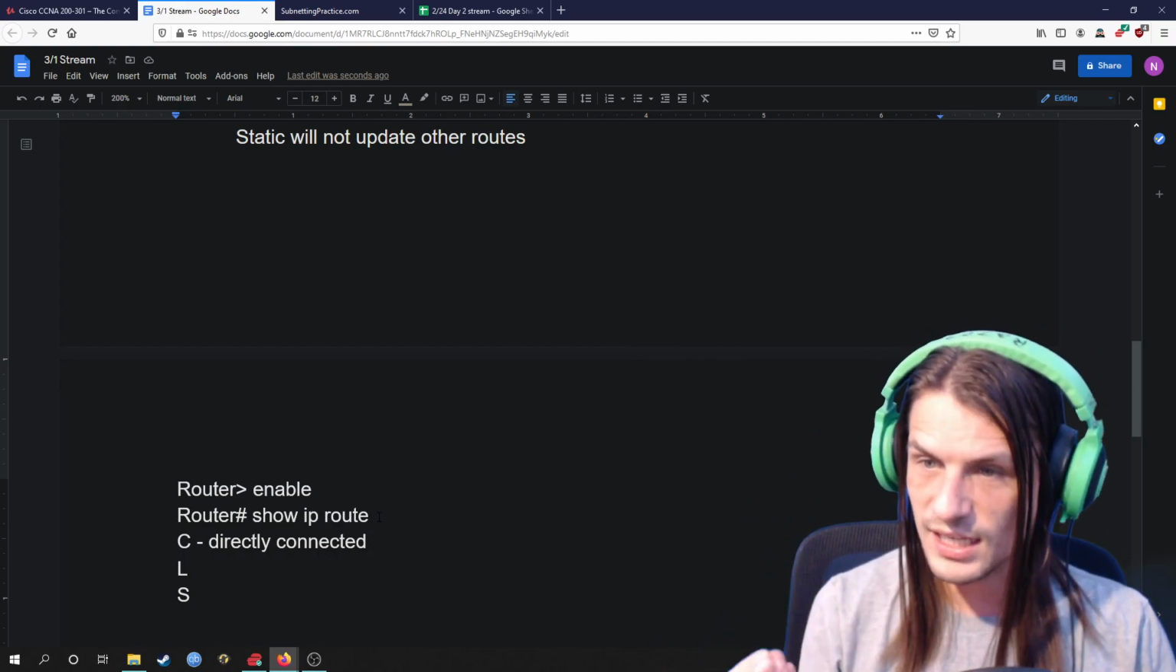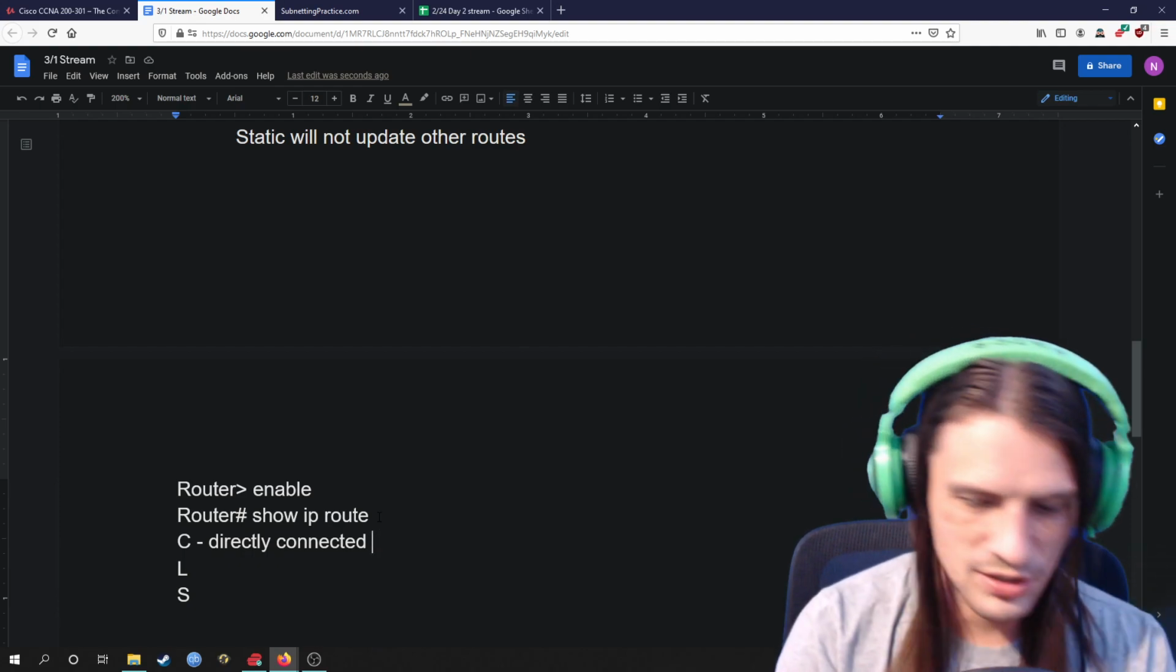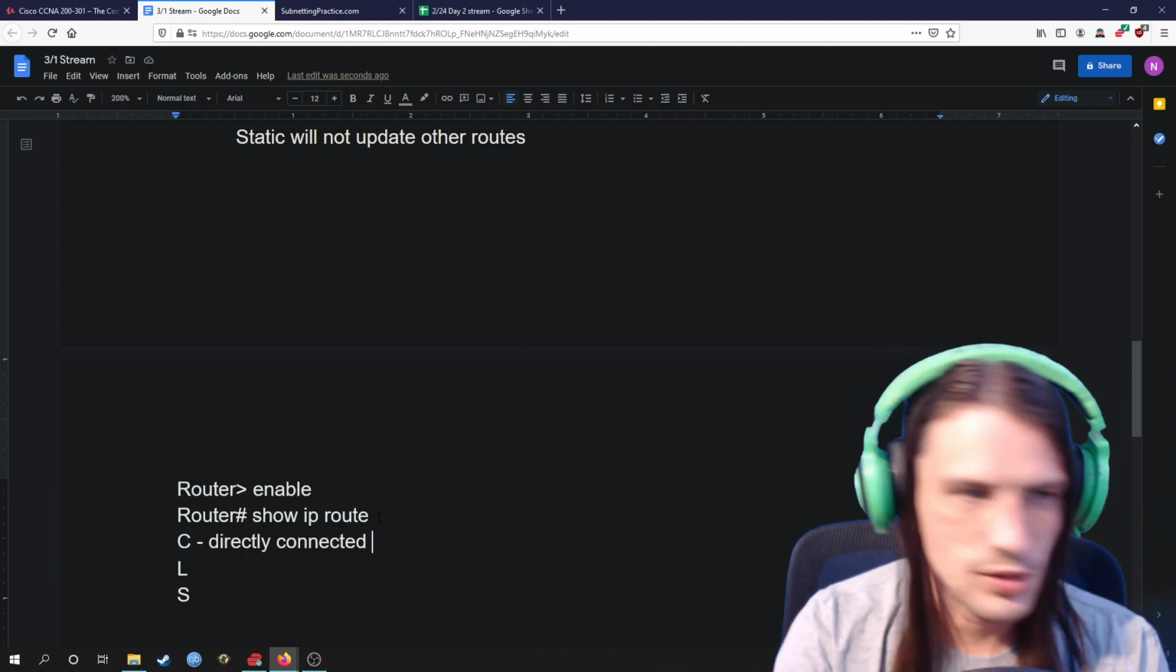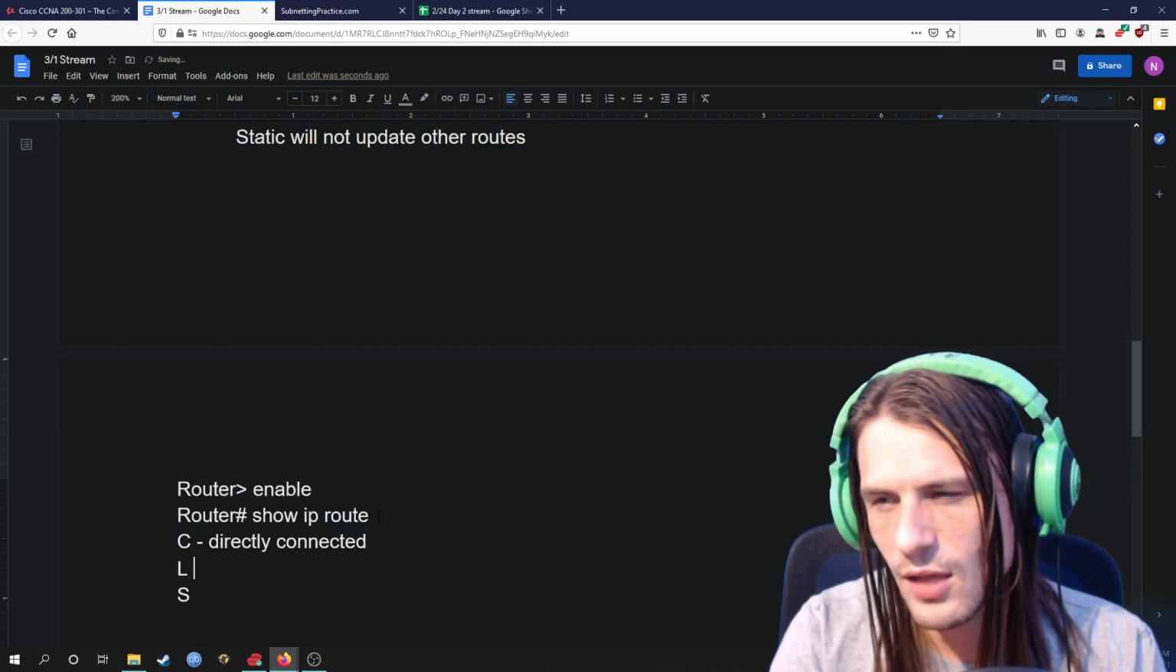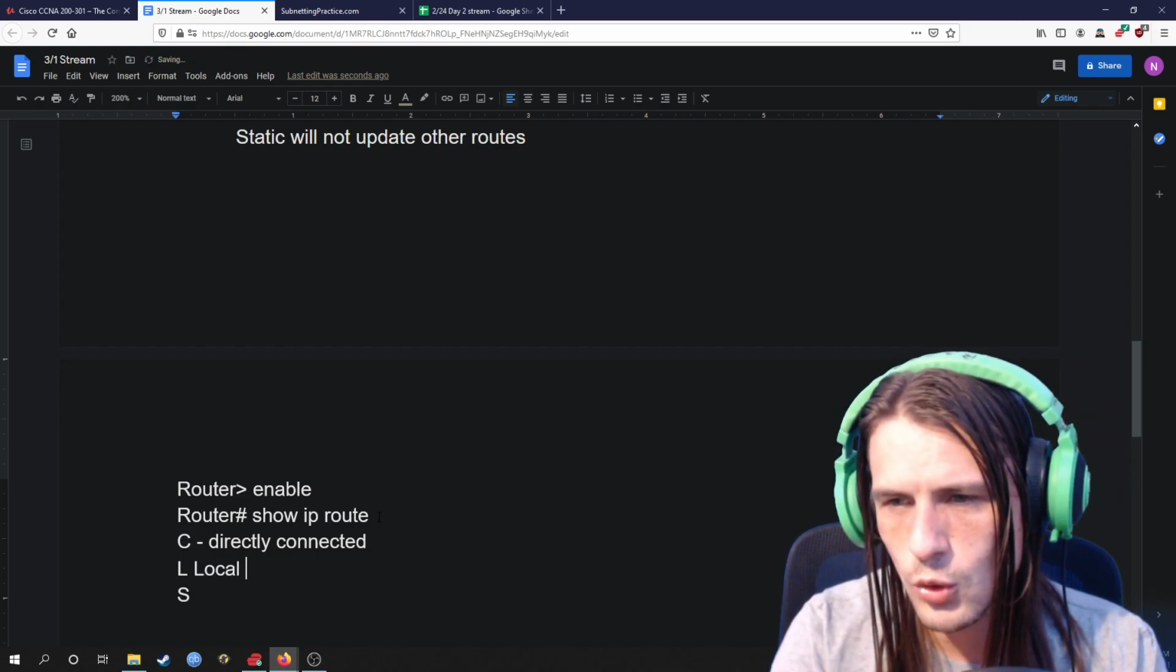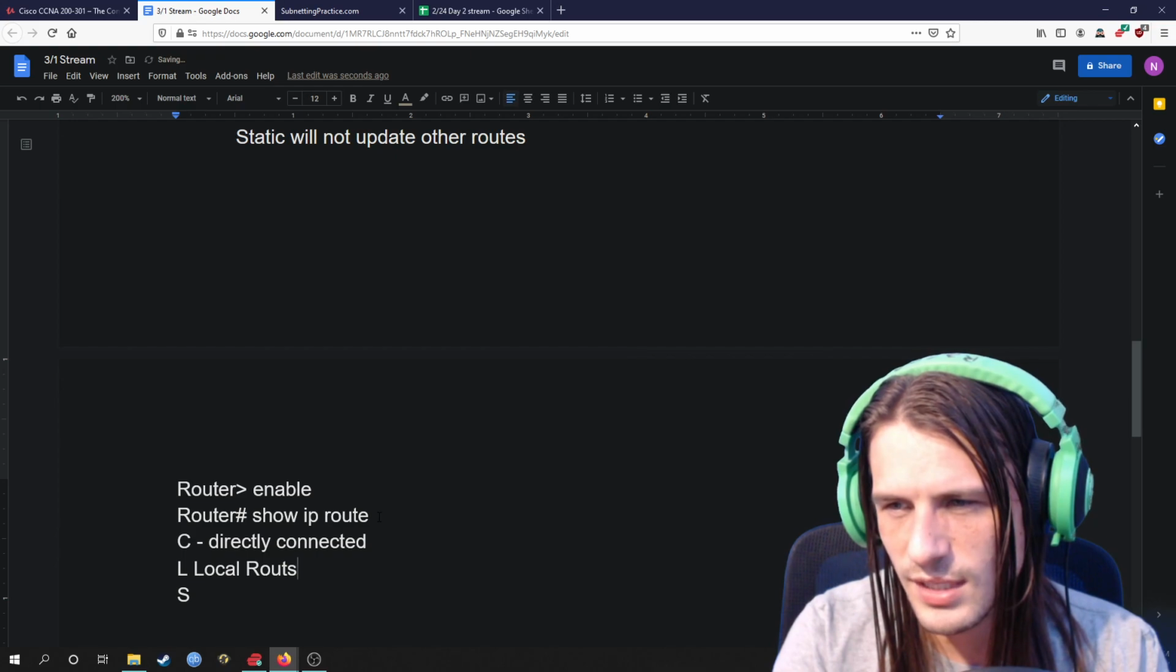So that'd be connected routes. These are routes that are directly connected to that router. Then you're going to have L's, which are local routes, I believe is what that stands for.